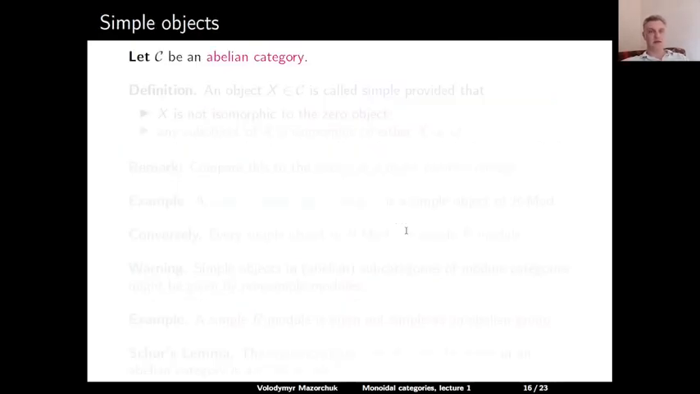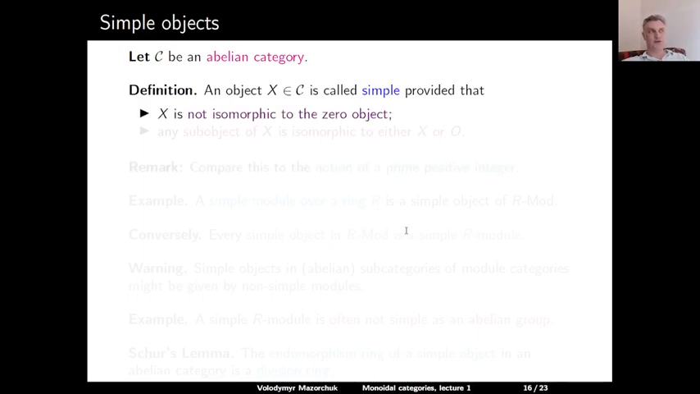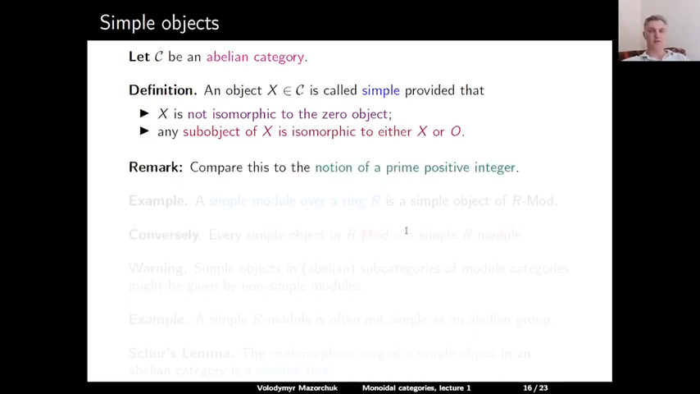Let us now discuss the notion of a simple object. Let C be an abelian category. An object X in C is called simple, provided that it is not isomorphic to the zero object, and any subobject of this object X is isomorphic to either X itself or to the zero object. Remark, it's very telling to compare this definition to the notion of a prime positive integer.